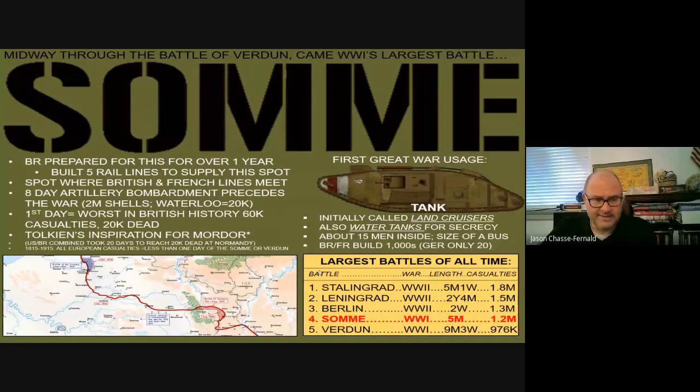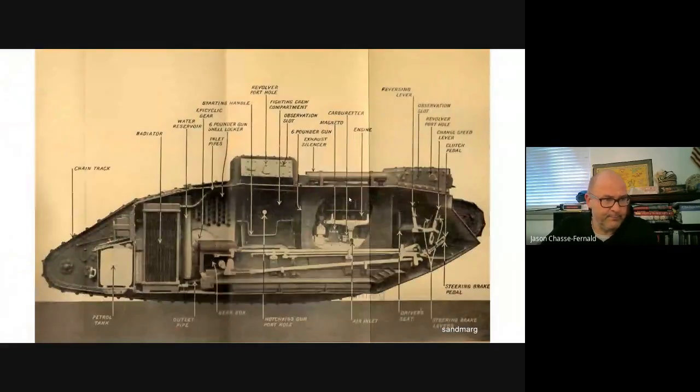And the Somme is very, very well known for a whole host of reasons. One, of course, is because of the tank, right? This is the first use of the tank.